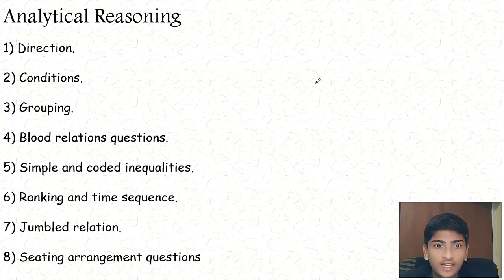And blood relation, as I already told, and simple and coded inequalities, which are like coding and decoding, ranking and time sequence. They'll ask which letter is from first, 7th from the front or 8th from the last, like that. Time sequence means it belongs to time or clock questions. And jumbled relation: they'll give jumbled words or jumbled sentences. Next, sitting arrangement questions: they'll give different conditions, and according to those conditions we should find the arrangement of the letters or numbers.